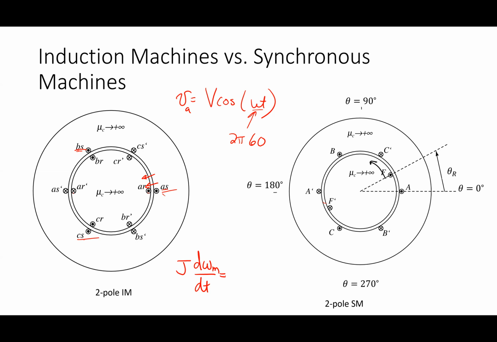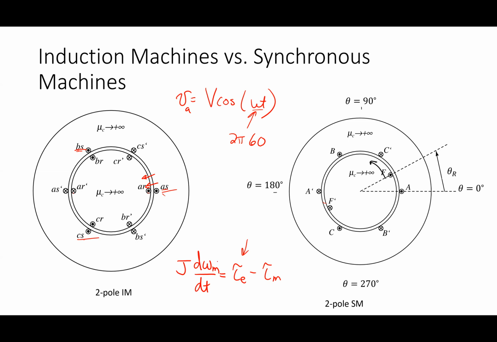J d omega m by dt. If I'm operating as a motor, this is equal to the net torque. There's two torques that I typically worry about, right? Which one goes first if I'm talking about a motor? The electrical torque, yeah, because it's the torque coming from the currents that's making this thing move, minus whatever my load torque is, okay? So initially, what's going to happen is this guy is going to speed up.